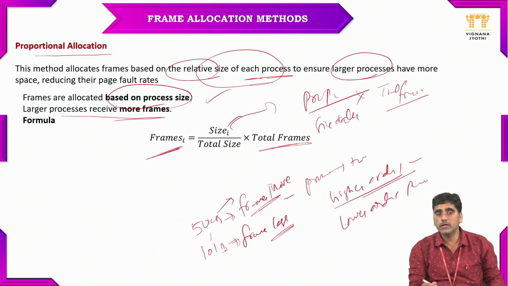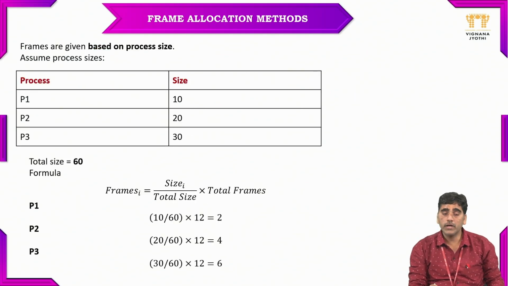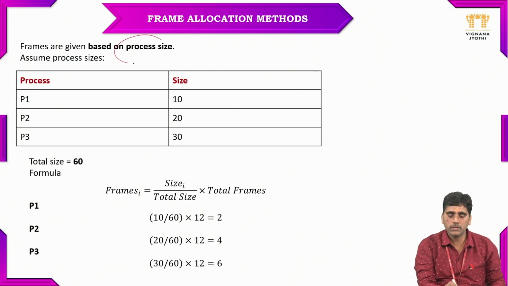In this proportional allocation, frames are allocated based on the process size. Higher order process size will require more frames. Lower order process size requires fewer frames. So like that we can think of how frames are allocated. Here the frames are given based on the process size.